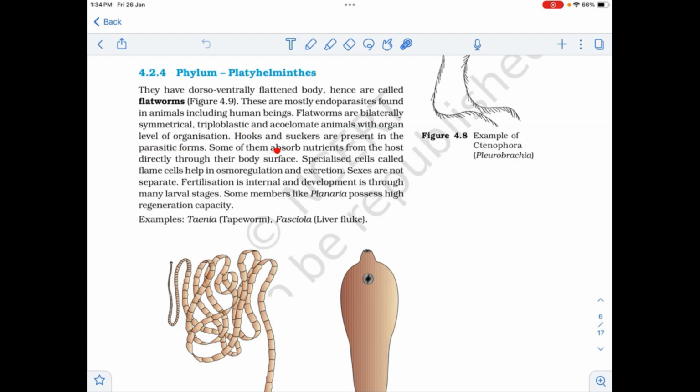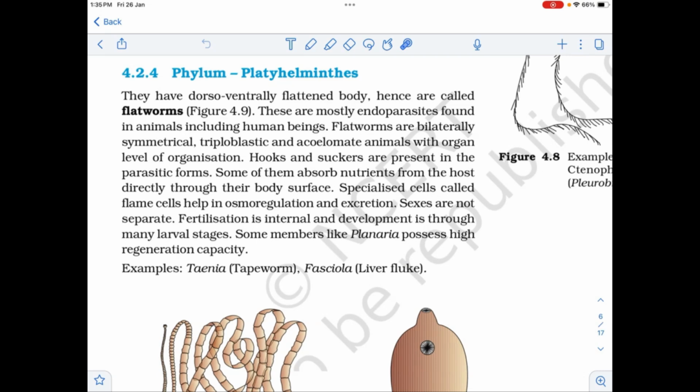Some of them absorb nutrition from the host directly through their body surface. Specialized cells called flame cells help in osmoregulation and excretion. Sexes are not separate, meaning bisexual. Fertilization is internal. Development is through many larval stages. Some members like planaria possess high regeneration capacity.